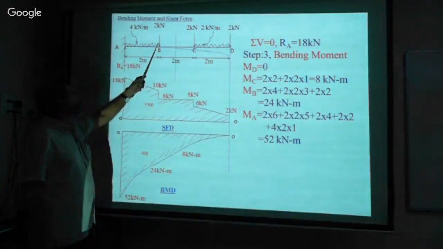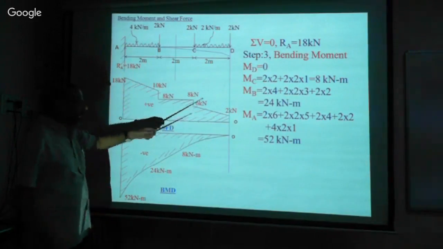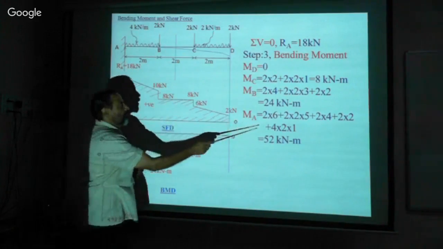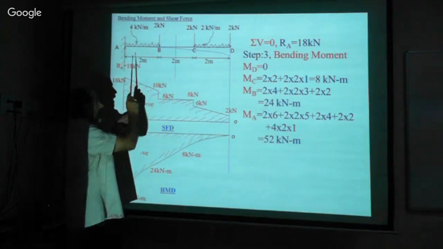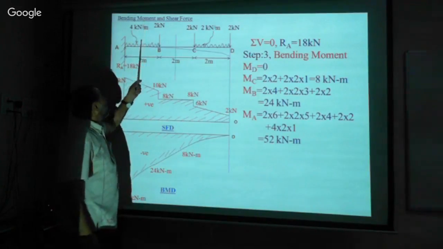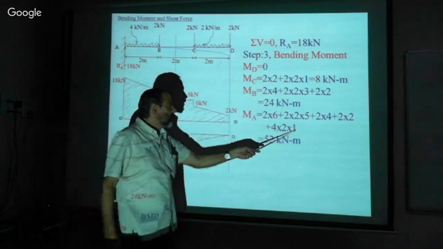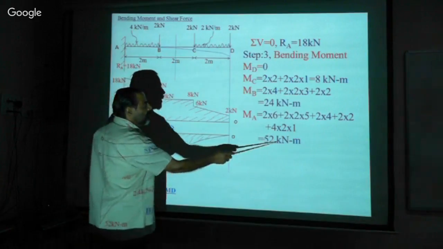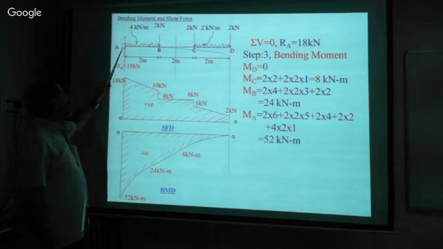That is 2 kilonewton force into perpendicular distance, plus again 4 into 2 meter. That is the intensity of the load, that is UDL, another UDL. It is assumed to be acting at the center, therefore the distance to the center is 1 meter. That is what we have written here. Now we get 22 kilonewton meters, which is the bending moment at this point.